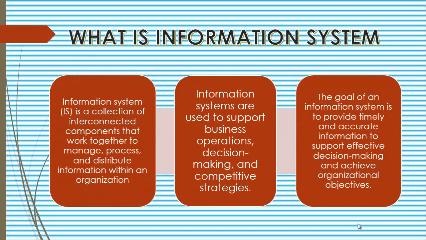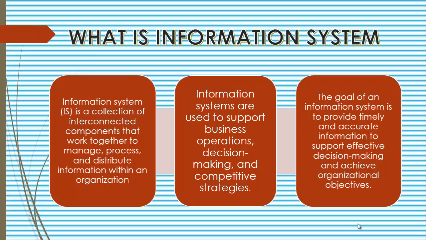So we go to the very first objective that we hope to achieve, which is to explain the meaning of information system. Information system is a collection of interconnected components that work together to manage, process, and distribute information within an organization. Information systems are used to support business decision, operations, and competitive strategies. They can be designed to handle specific tasks such as managing payroll or inventory, or to support overall organizational objectives such as improving customer services or increasing efficiencies.